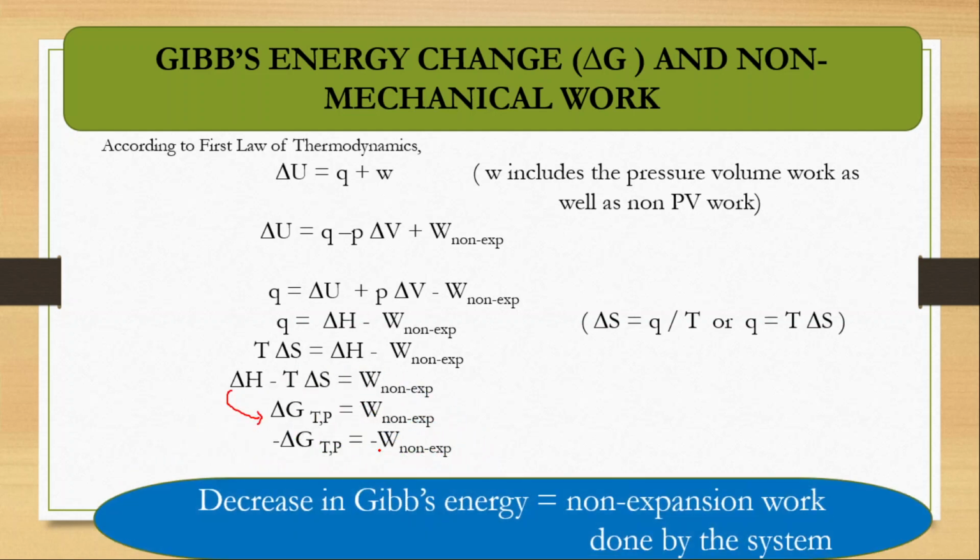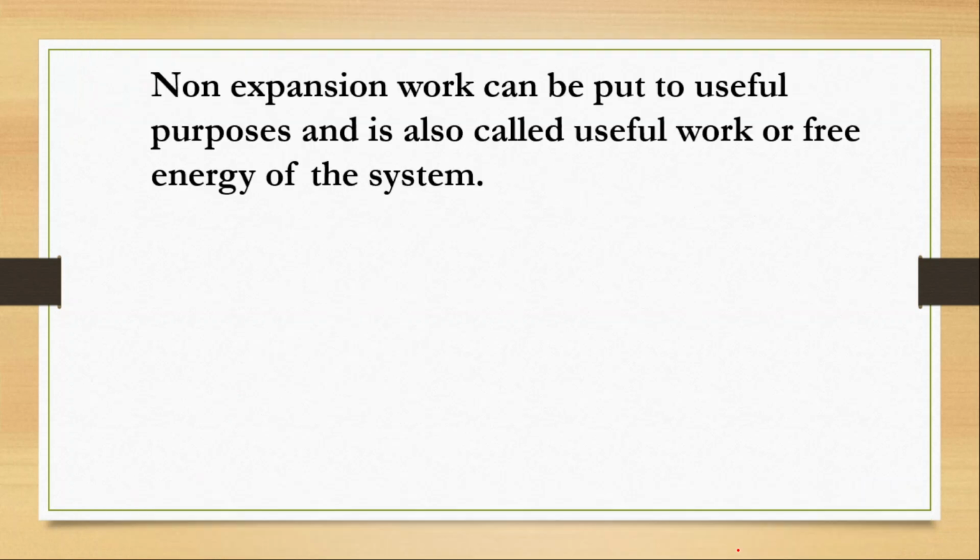So we can conclude that decrease in Gibbs energy, that is negative delta G, is equal to the non-expansion work done by the system. Non-expansion work means useful work is done by the system. Clear? So useful work done by the system can be calculated using the minus delta G value. That is equal to the amount of useful work done by the system. Non-expansion work can be put to useful purpose, and it is also called useful work or free energy of the system. So by using Gibbs free energy, we have removed the surroundings and calculated how much useful work is done by the system.